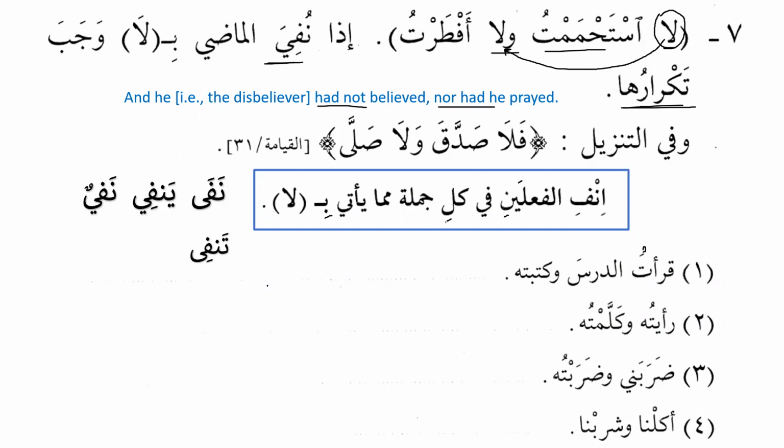So how do we make it majzoom? We drop the alif maqsura, so tanfi becomes tanfi. Okay. Now what's next? Then drop the alamat al-mudari. Excellent. So we drop it, and now it is not readable, because in Arabic a word cannot start with a sakin. So now what do we have to provide? Insert the hamzatul wasl.